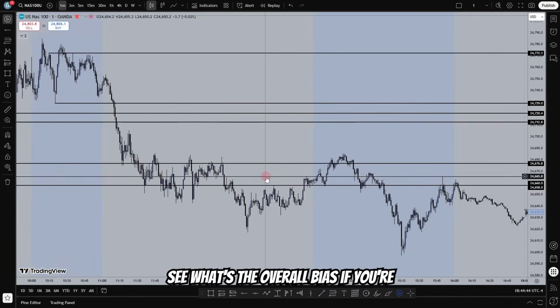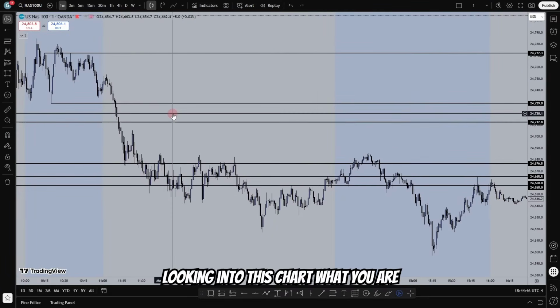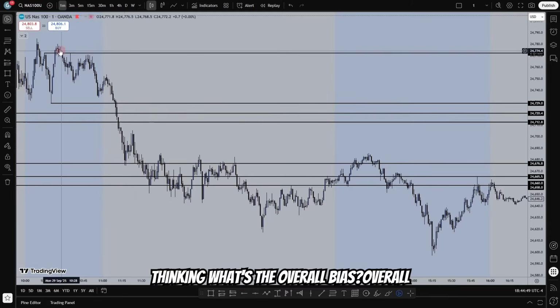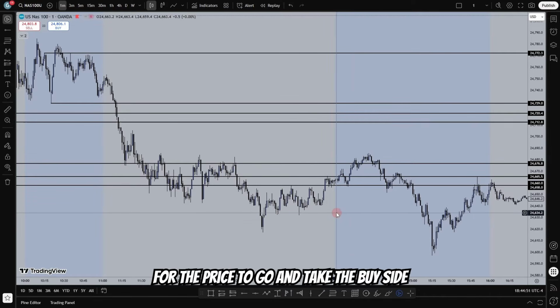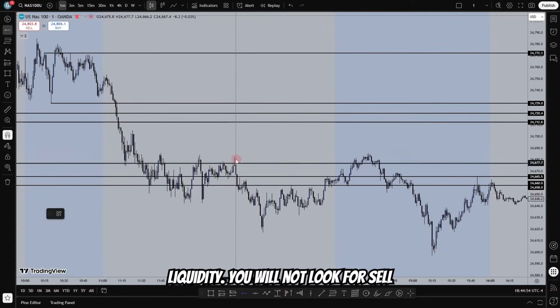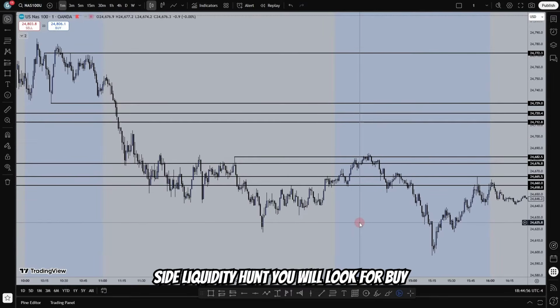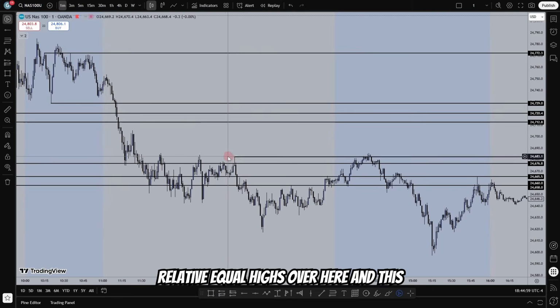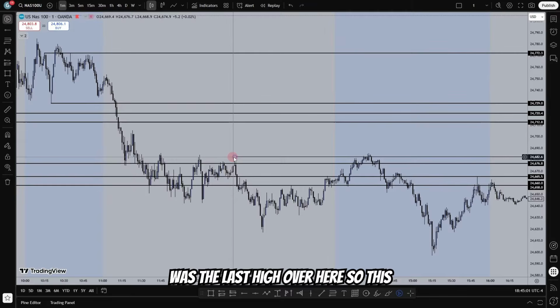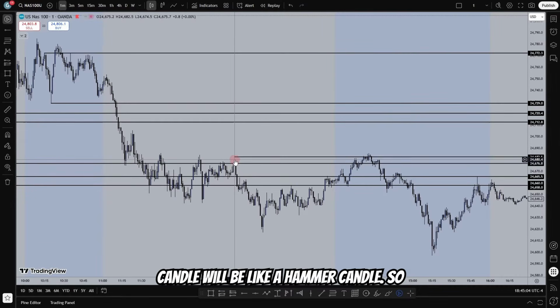Okay, so if you're looking at this chart, what do you think the overall bias is? Overall bias is bearish, right? So you will look for the price to go and take the buy side liquidity. Okay, you will not look for a sell side liquidity hunt, you will look for a buy side liquidity hunt. So we can see these relative equal highs over here, and this was the last high over here. So this candle will be like a hammer candle.